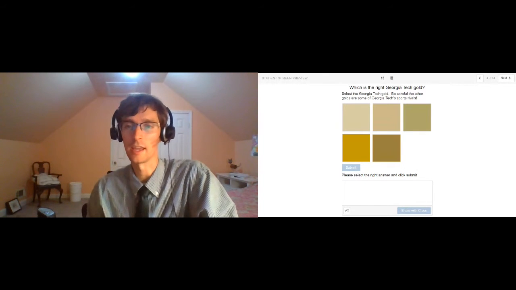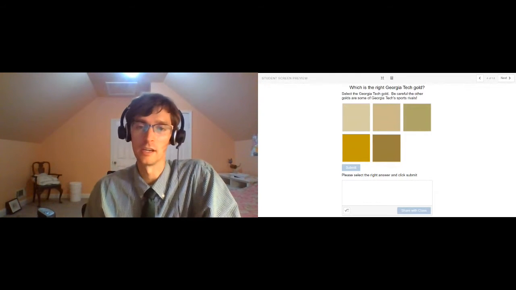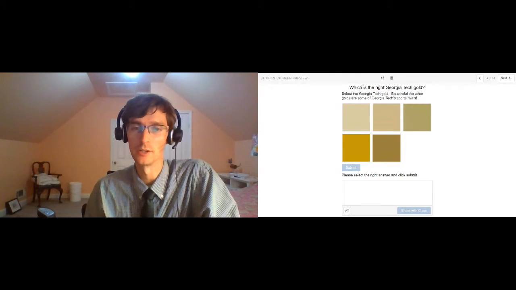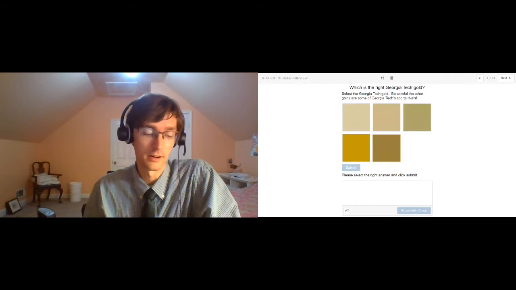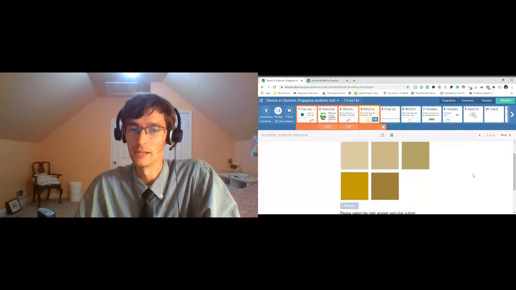So we're on slide 4, and you're picking out among the squares. You just click over the square that you think is the Georgia Tech gold. And just to let you know, the other 4 are the rivals among the ACC teams. So you don't want to get this wrong.